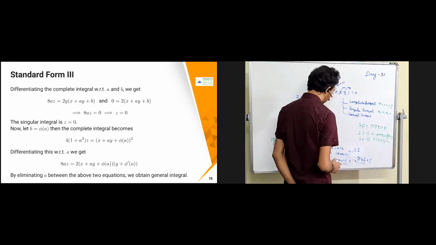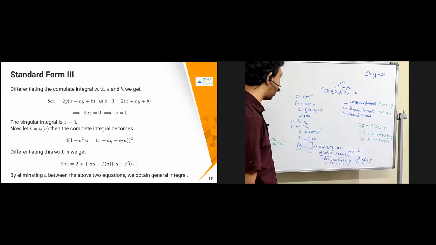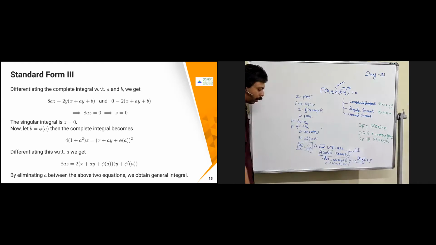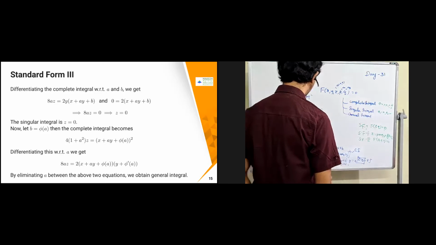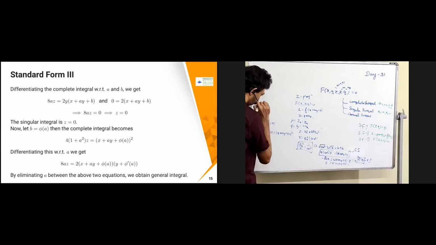And then for the complete integral, what you need to do? You need to assume b is equal to some psi of a or pi of a. Okay, so I'm just going to assume that. So b is equal to, for example, pi of a. Then you have to substitute it over there. So what are you going to get? You are going to get 4 into 1 plus a square is equal to x plus ay plus pi of a.